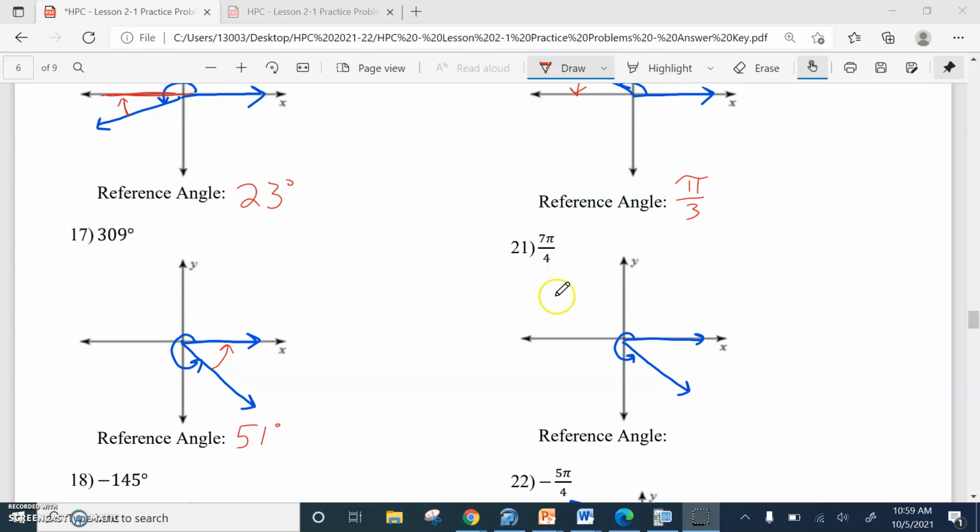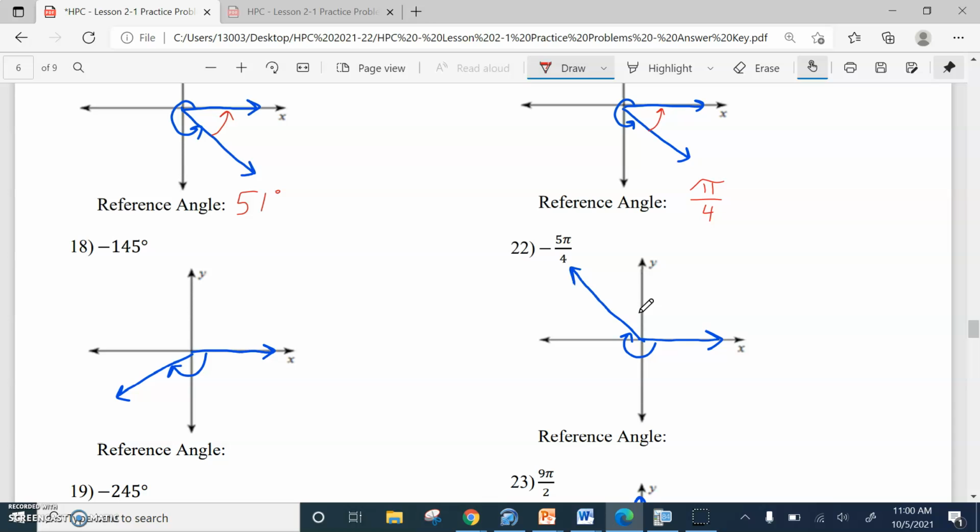I know they're not lining up again, but 21, 7 pi over 4. I've already given you that standard position angle. We are 1 pi over 4 short of a full 360 revolution. So again, that shortest distance is going to be just 1 more pi over 4 units back to the horizontal.